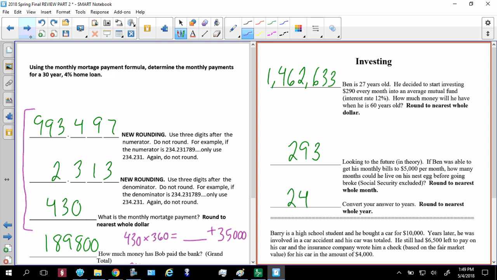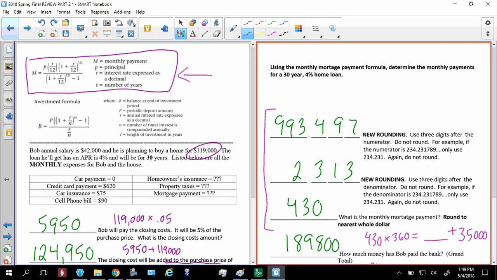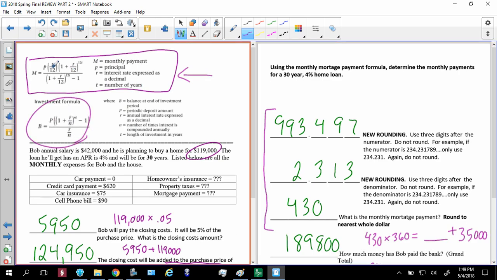Now the investing, I guess we can do investing real quick. The way this is printed out, this investing sheet kind of just jumped in the middle of all this. Ben is 27 years old. He decided to start investing. All right, so this problem is now the investment formula. Okay, again, use the formula, get the answer.